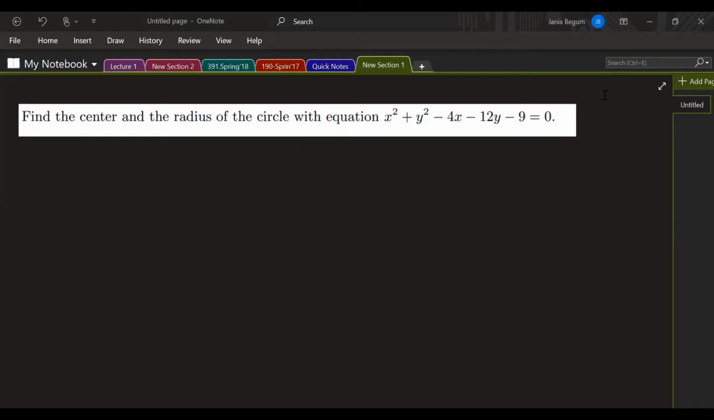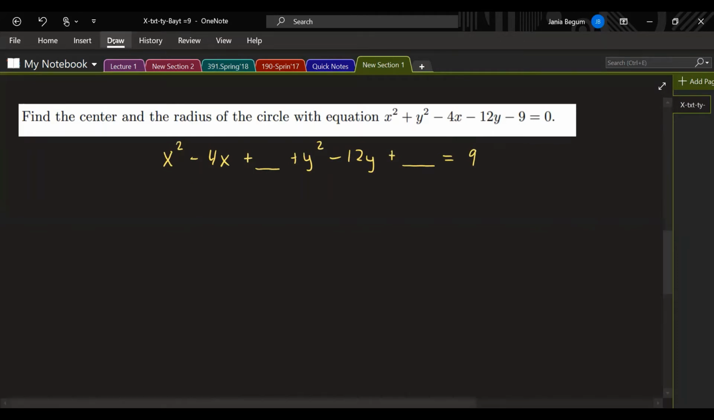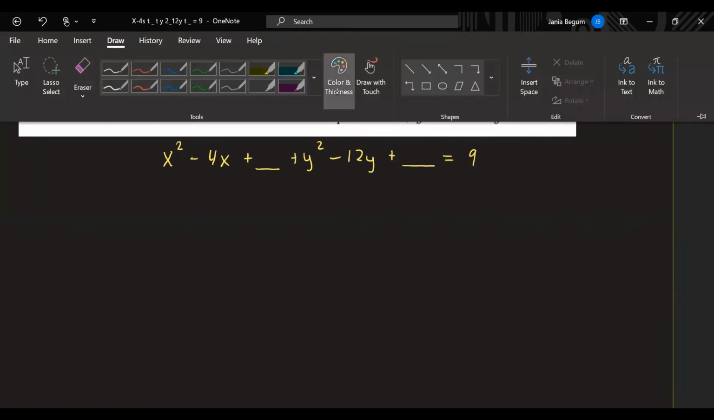So let's rewrite. We have x squared minus 4x, and I'm going to leave a space, and then we rewrite the y terms, plus y squared minus 12y, leave a space, equals, and I'm moving negative 9 to the right side, so that'll be a plus 9. And then I'm just going to write plus blank, so that's the extra number we're going to fill in as we complete the squares. So let's go ahead and do that.